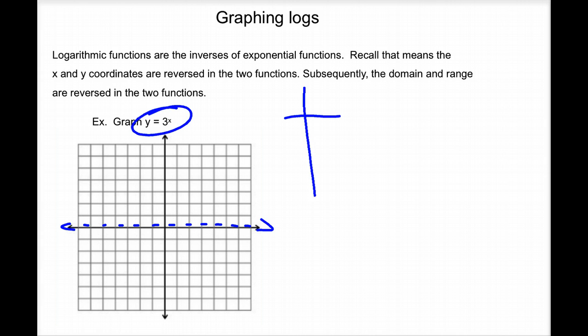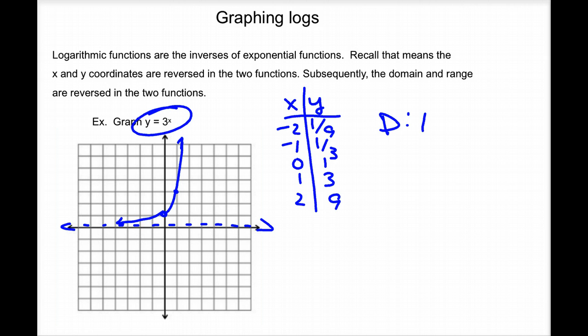And then we plugged in some points here, like -2, -1, 0, 1, 2. And then we did 3 to them. 3 squared is 9. 3 to the first is 3. 3 to the 0 is 1. 3 to the -1 is 1/3, 1/9. So every one of these basic ones had a y-intercept of (0, 1). And they all look like this, where they curved up and then curved down towards that asymptote.